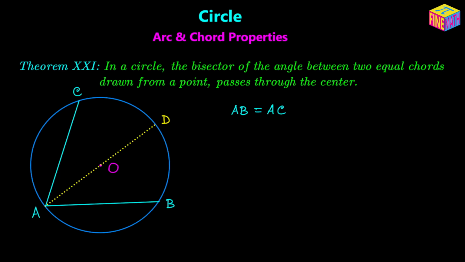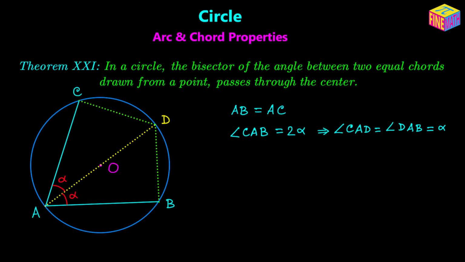So for a moment, let's pretend that we don't know if AD goes through the center or not, right? Now for the proof, I'm going to do a little more construction here. I'm going to join B with D and also I'll join C with D. Let's assume that angle CAB, the angle between the two equal chords, is equal to 2 times alpha. Then each of the little angles there, the angle CAD and the angle DAB, will be equal to alpha, because AD is the bisector of the angle assumed to be 2 times alpha. So if we bisect that, each piece will be equal to alpha.